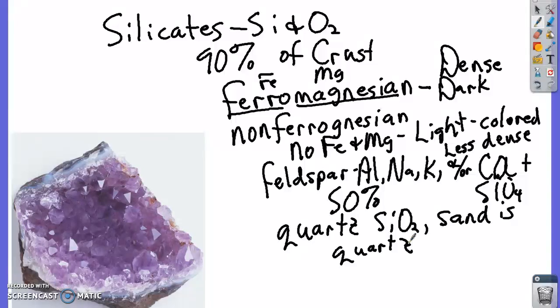So you can see why silicon and oxygen are such a big part of the Earth's crust, because you have the ferromagnesium, the dense dark ones that have iron and magnesium plus silicate, and then you have the non-ferro ones such as feldspar, which have one of these elements plus silicon, and then you have quartz, which is basically just silicon and oxygen. So silicates are 90% of the crust, and 50% of that is the feldspar ones, and then the quartz would also join in there.